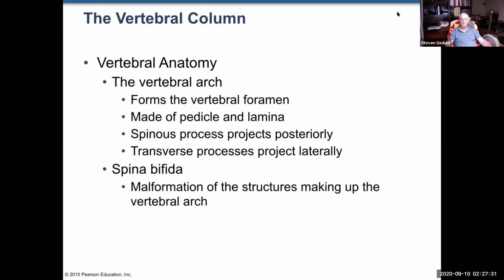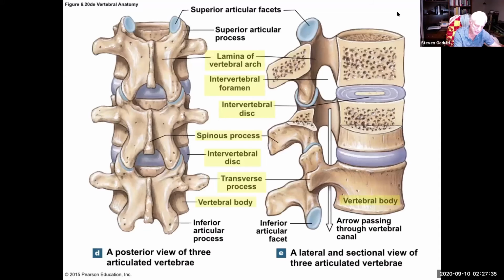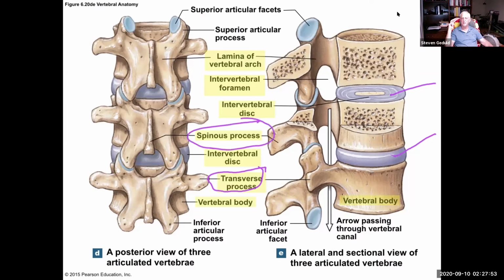But this is what it looks like. These are your intervertebral discs, these purple things right here. Those are cartilaginous pads. That's all it is. Okay? Your transverse processes point laterally. Your spinous processes point posteriorly. So the spinous process points directly back, posterior. The transverse processes point laterally to it.